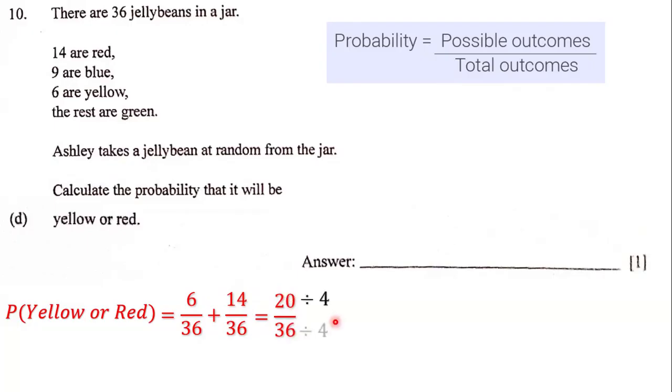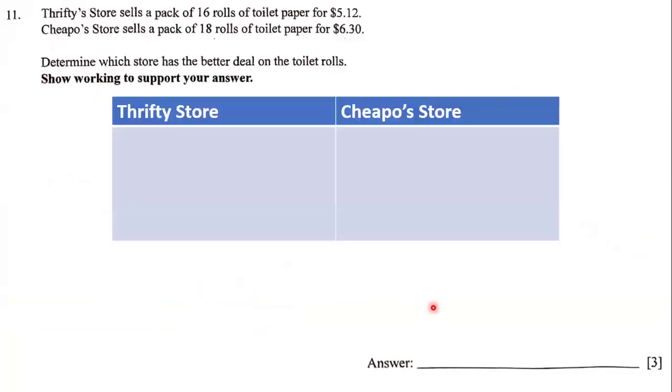And we could simplify that, divide top and bottom by 4. 20 divided by 4 is 5. 36 divided by 4 is 9. So that means the answer here is 5 over 9.